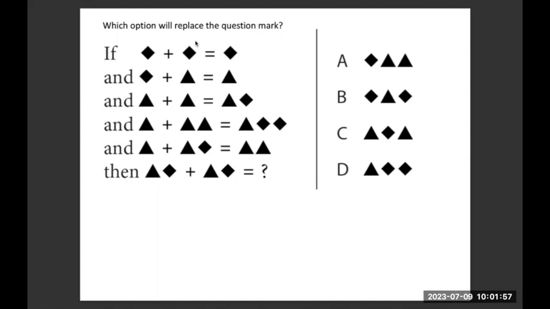Okay, the question. What is given here is, what will replace this question mark? This figure plus this figure, what will replace the question mark? And you have to answer this based on these relationships. Diamond plus diamond equals diamond. Diamond plus triangle equals a triangle. Triangle plus triangle equals this figure. Triangle plus 2 triangles equals this figure. So using all these relationships, you are supposed to find what this part plus this part equate to. These are your options. And you will be using all these.